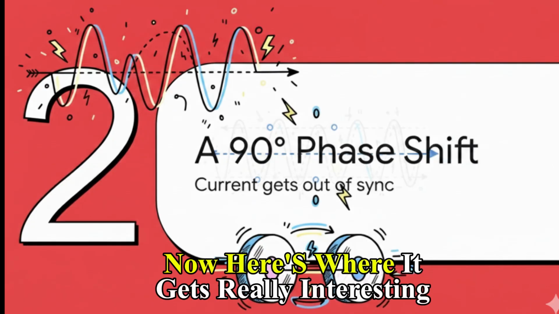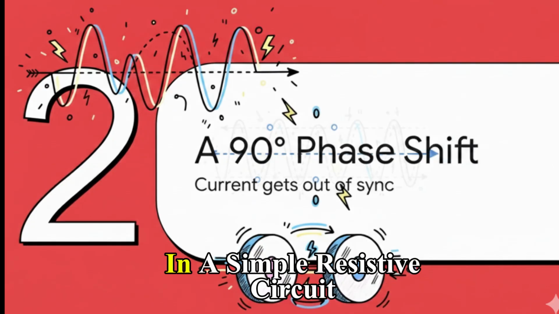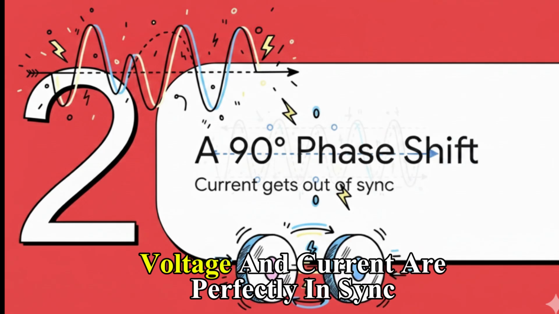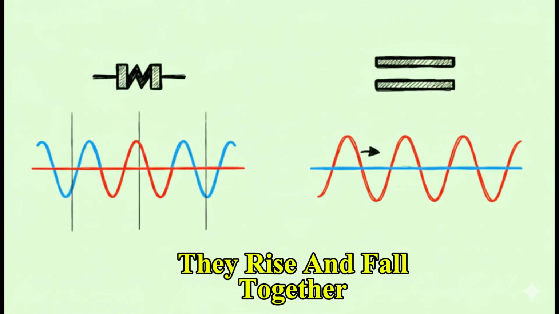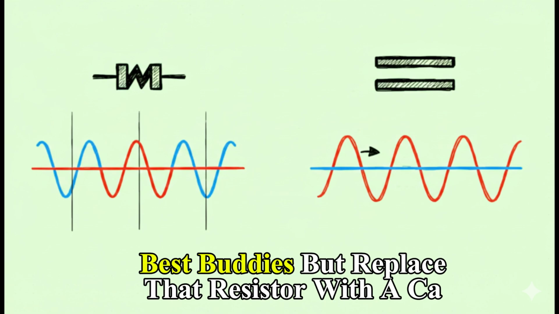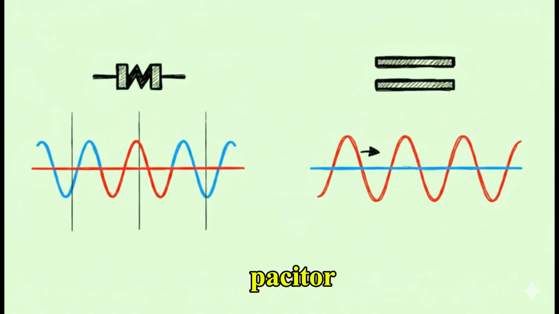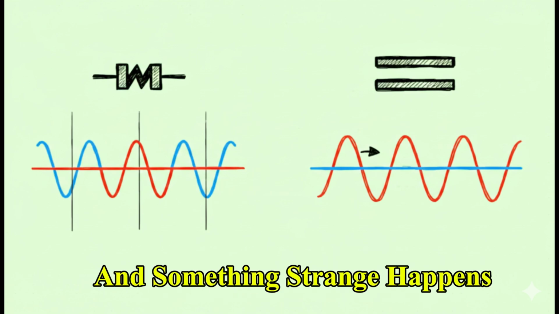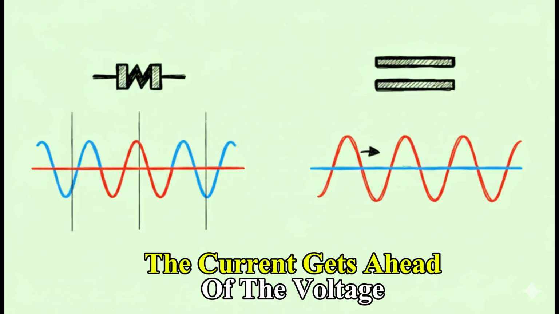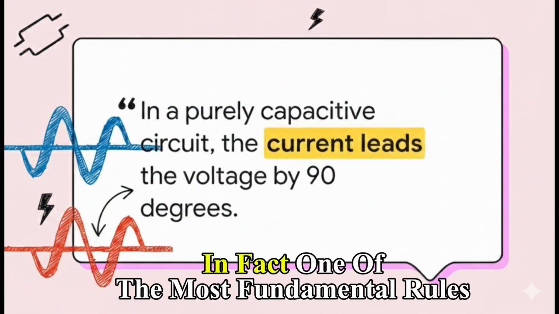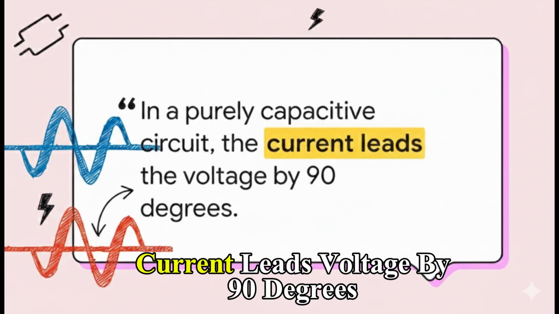Now, here's where it gets really interesting. In a simple resistive circuit, voltage and current are perfectly in sync. They rise and fall together. Best buddies. But replace that resistor with a capacitor, and something strange happens. The current gets ahead of the voltage. In fact, one of the most fundamental rules of capacitors is this. Current leads voltage by 90 degrees.